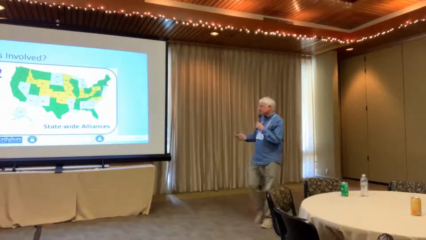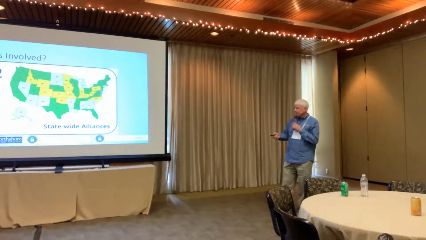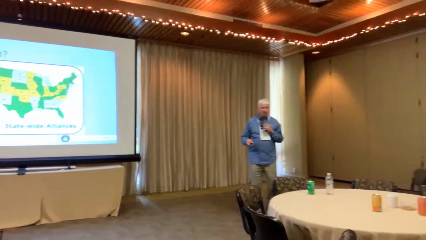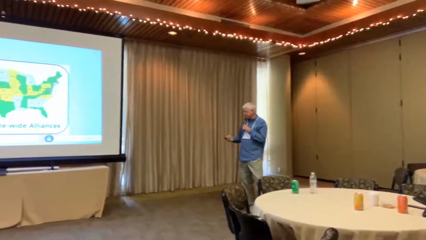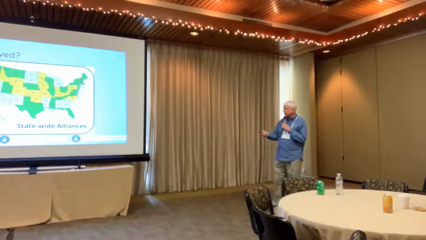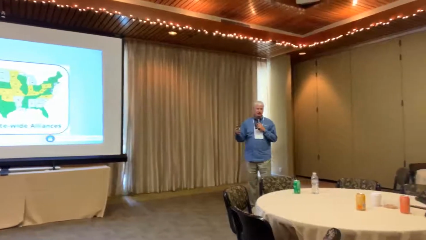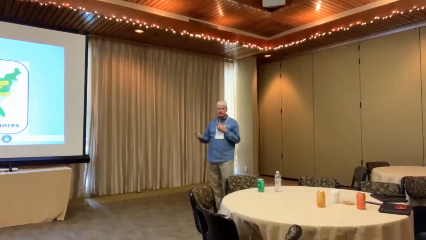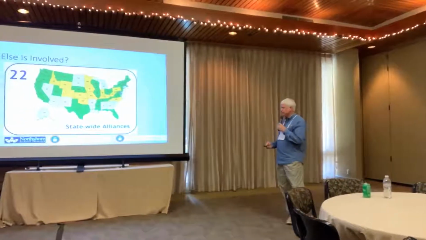Who else is involved? There are 22 statewide alliances, all those in green. The yellow ones are looking at getting on board. So that's kind of the roadmap for what happens at this point. It started over here in Cambridge Public Schools and has spread, and California, shout out to Libby and team. We really have leveraged a lot of their work. Their data privacy agreement was for Oregon and Washington.